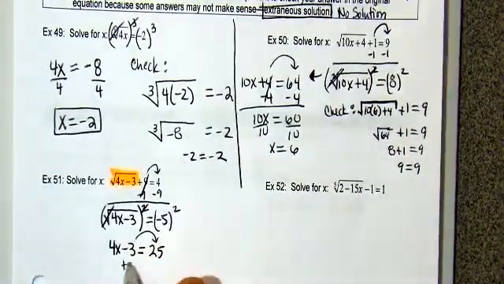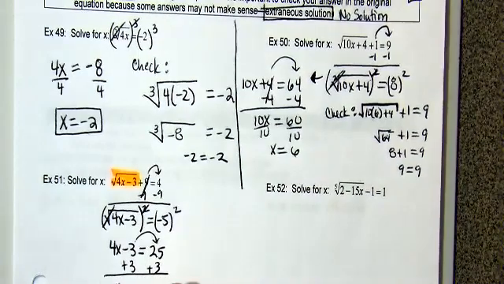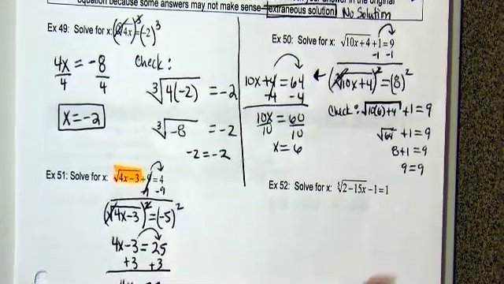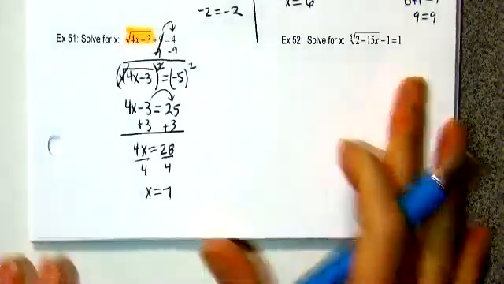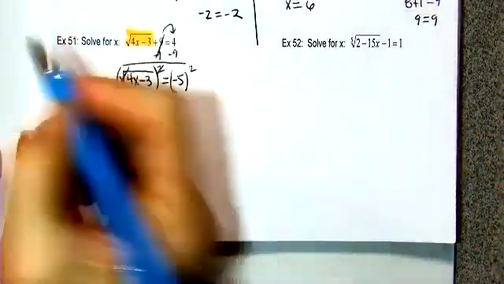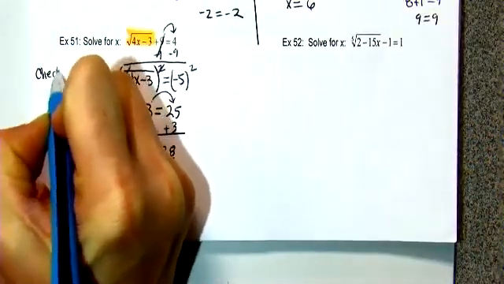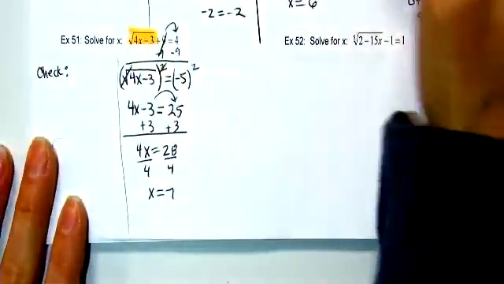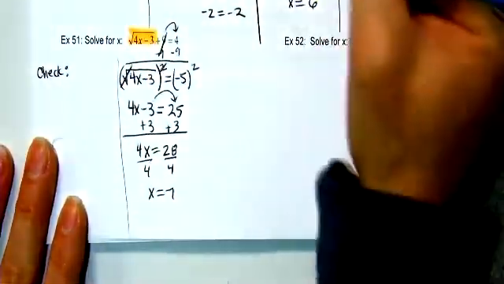Then we would add 3 to both sides. So we have 4x equals 28. And then divide by 4, so x equals 7. So again, before we say, yeah, x equals 7, we need to go check. I'm going to come to the left this time and check because I didn't leave space, to separate it a little bit so I can see my work.